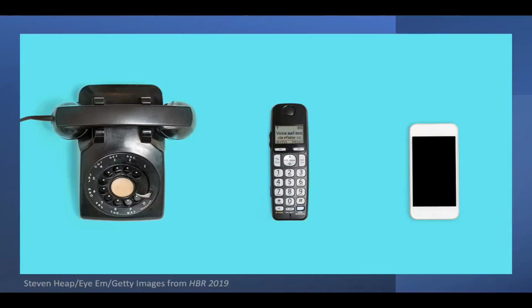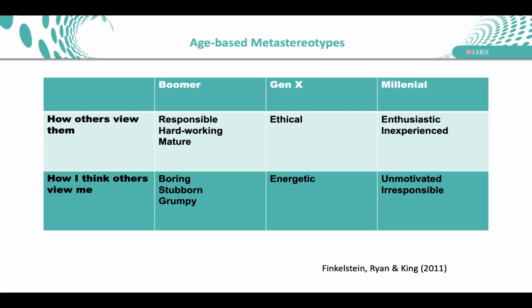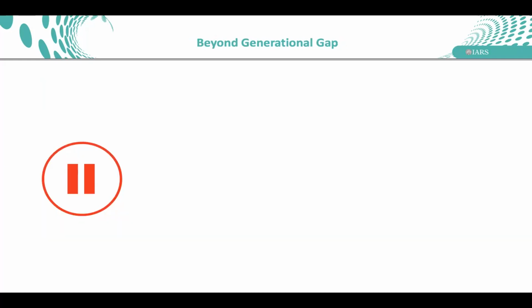But the picture is not as simple. How different is a 20-year-old in any generation? In a survey of about 250 workers, they asked them how they view others, and how they thought others viewed them, or what we call meta-stereotypes. What was surprising is that most people thought that others viewed them worse than they actually did. What does that mean for our workplace?